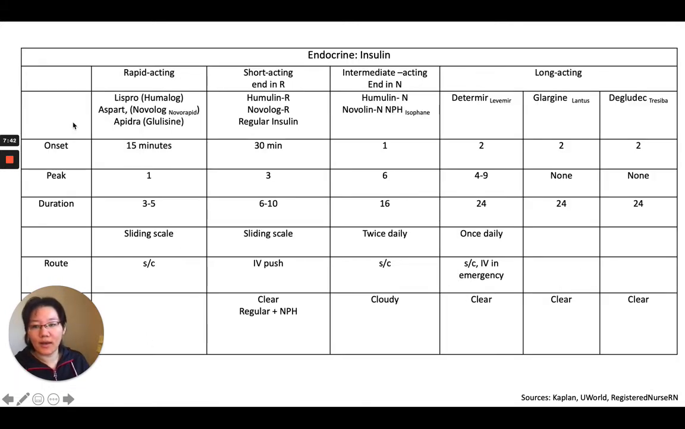Endocrine, this is my summary note. We got rapid acting, short acting, intermediate acting. How I remember is, for example, Novolog has no R, so it's rapid acting. If it has R, then it's short acting. If it has N, it's intermediate acting. And then long acting, you just have to remember.